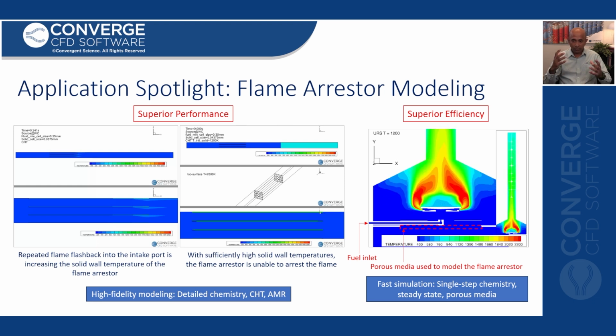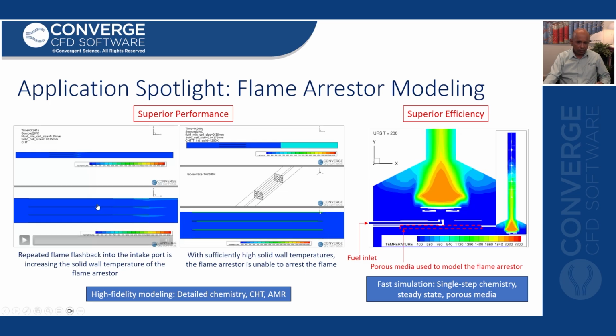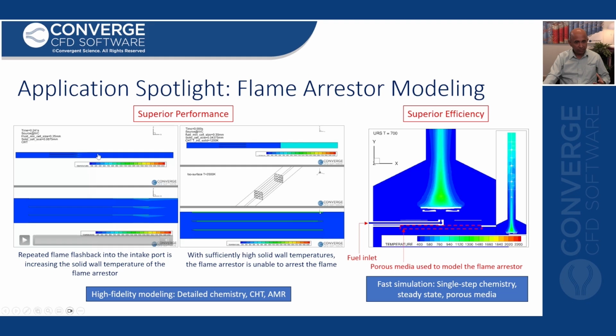So you have these two different simulation types on either side of the spectrum that can be done with Converge. Now if you want superior performance and accurate simulations, on the left hand side video, I'm going to play it again in a little bit. What you're going to see here is a flame combustion is initiated on the right hand side, and it is moving from right to left.